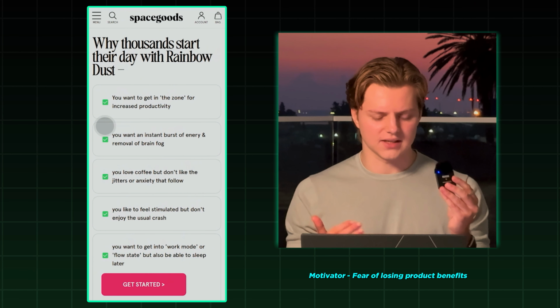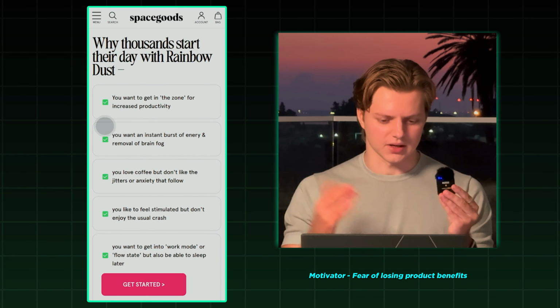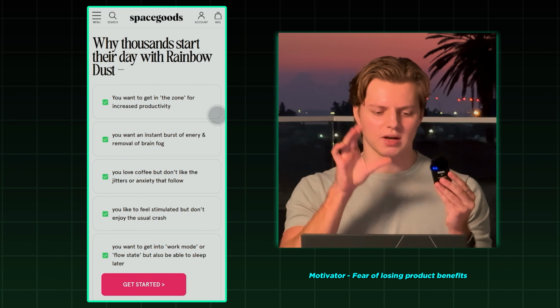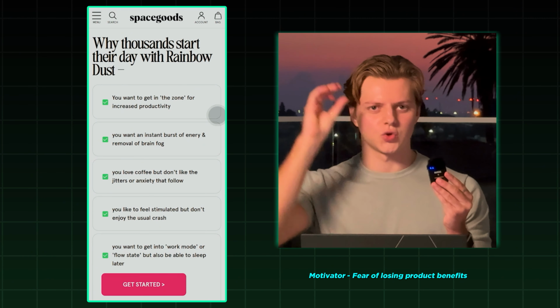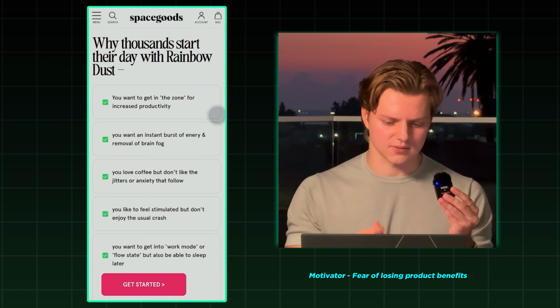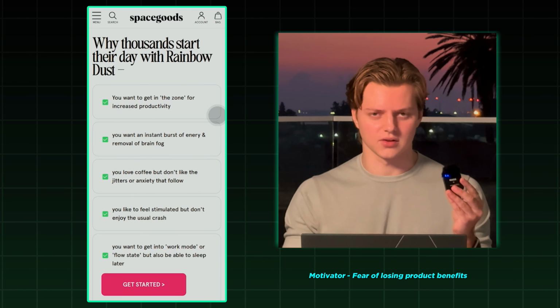And for the benefit section they have here, which I mean, I don't like too much, but I guess it probably works. They are problem agitating me, which is creating distance from me to the benefits. They're saying you want to get in the zone, you want an instant burst, which is true. Yeah, good point. They are pushing my buttons a little bit on the problems.